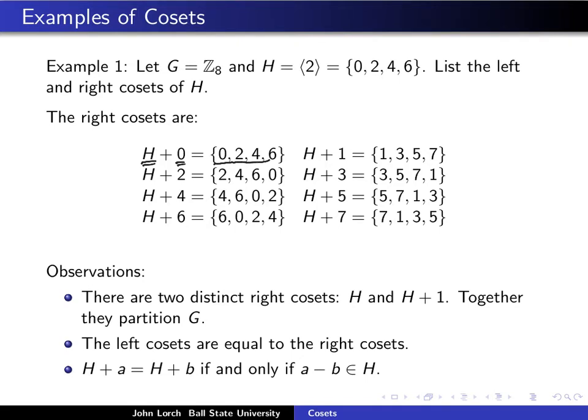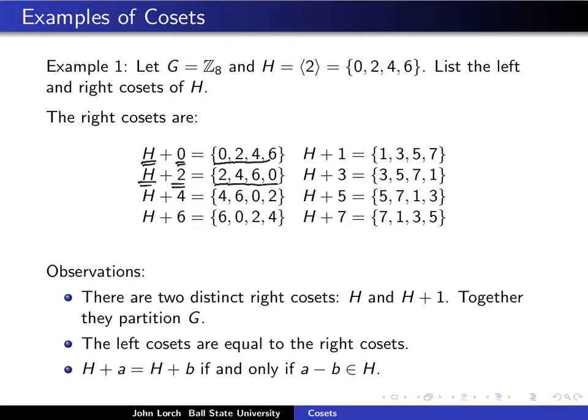Now we can also take the right coset of H by 2. The point there is we take everything in H and we add 2 on the right. So 0 plus 2 is 2, 2 plus 2 is 4, 4 plus 2 is 6, and 6 plus 2 is 8, which is really 0 in Z8. So these elements are in a different order, but it really is just the same set as H plus 0. And in a likewise manner, we can compute H plus 4 and H plus 6.